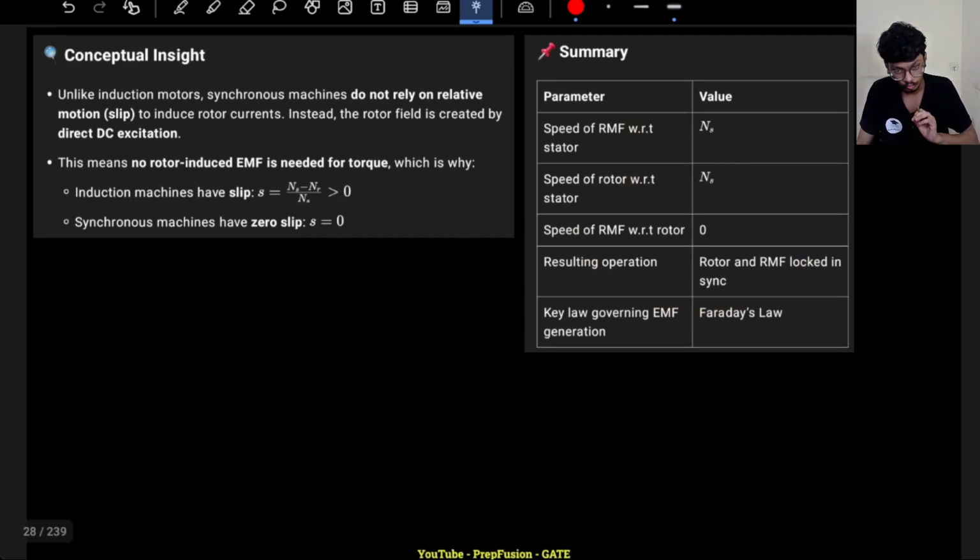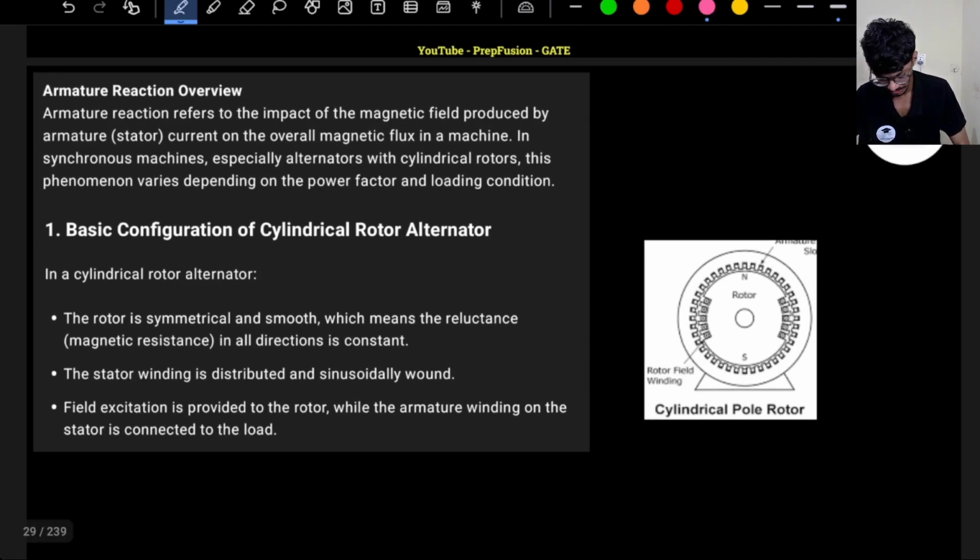So now I will go through a brief about armature reaction. Don't worry if you don't understand it now, because we will dive deeper into it. But before going into synchronous machine numericals and all those things, I just wanted to give you a bit of an overview about armature reaction. So let's discuss armature reaction.